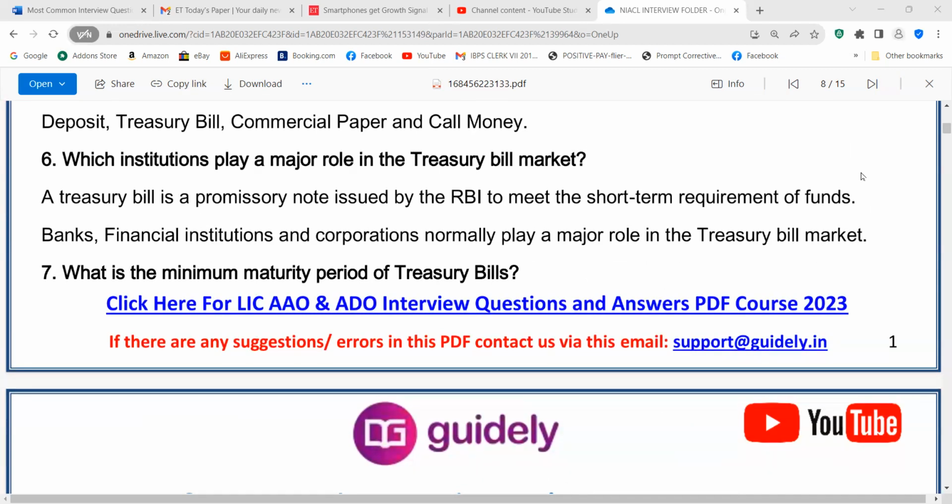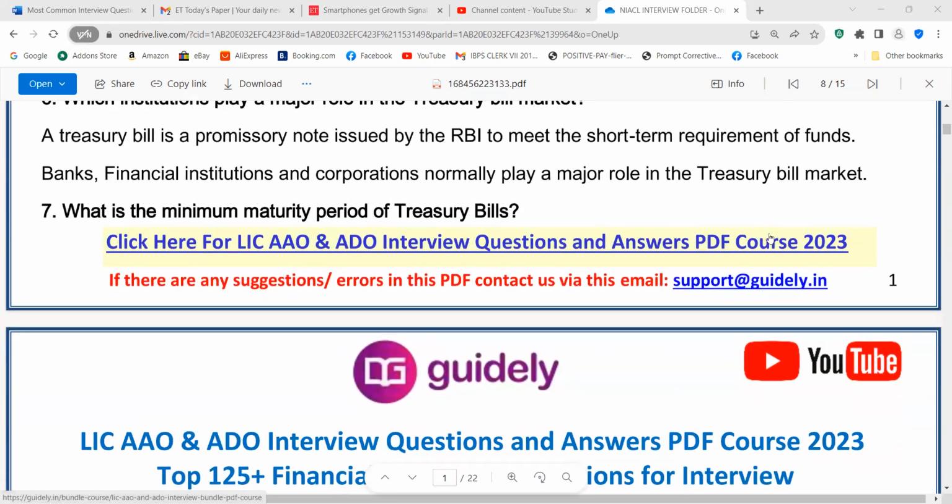Which institutions play a major role in the treasury bill market? A treasury bill is a promissory note issued by the RBI to meet the short-term requirements of funds. Banks, financial institutions, and corporations normally play a major role in the treasury bill market.